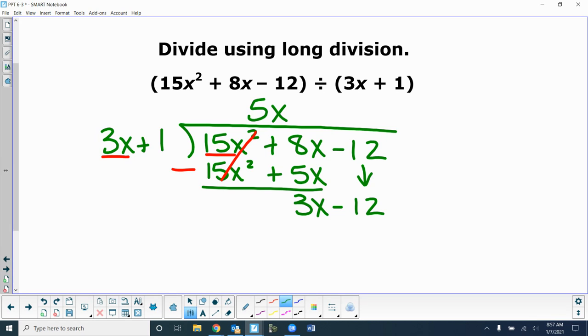You need to draw arrows to help you. You don't have to do that. Start over. What's 3x divided by the 3x? Just the 1, right? Something divided by itself is 1.